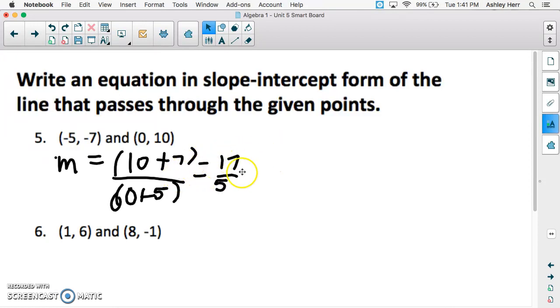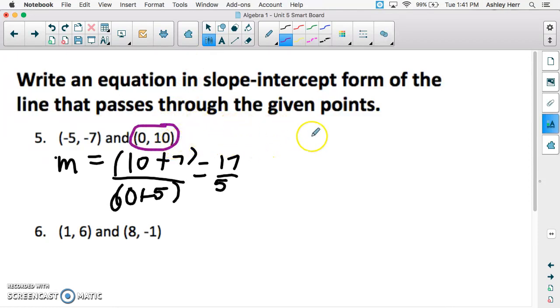So we have my slope and we also need the y-intercept. Are one of these points my y-intercept? This one is, right? Okay, (0, 10), because that's where the line crosses the y-axis. So your equation for this line will be y is equal to your slope, which is 17 over 5. Don't be afraid of improper fractions. Plus 10. Okay?